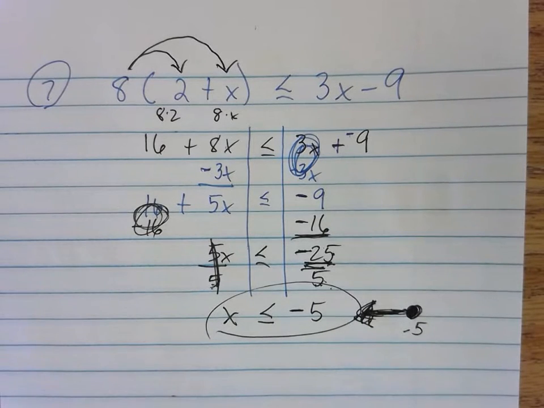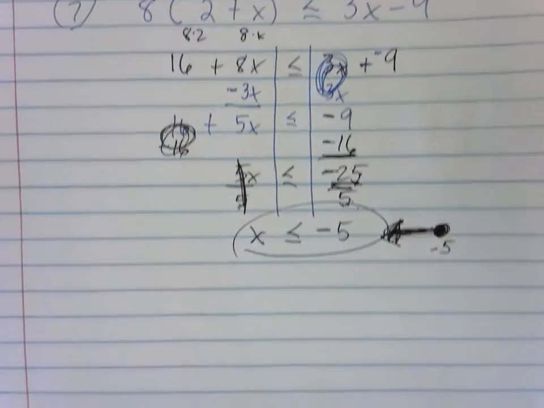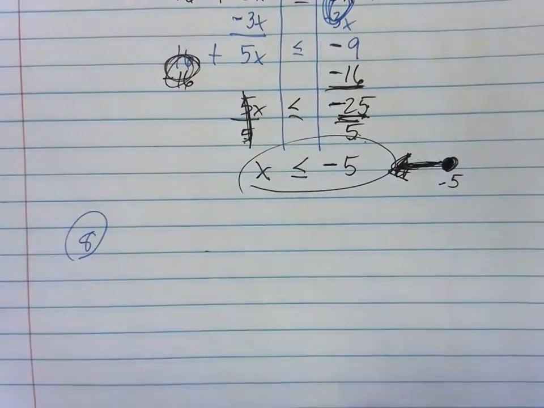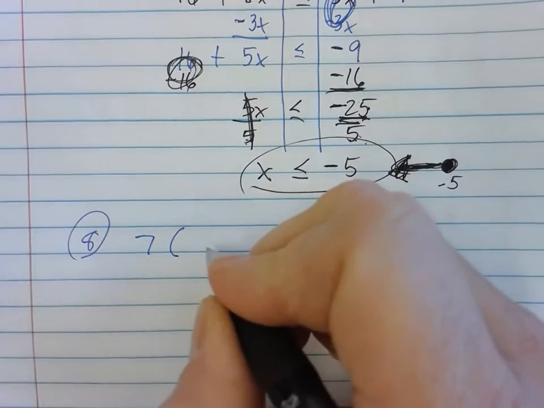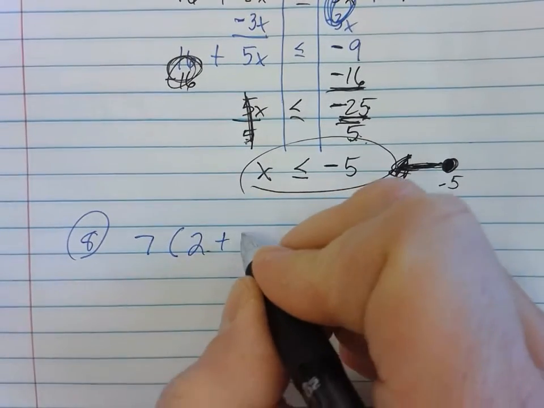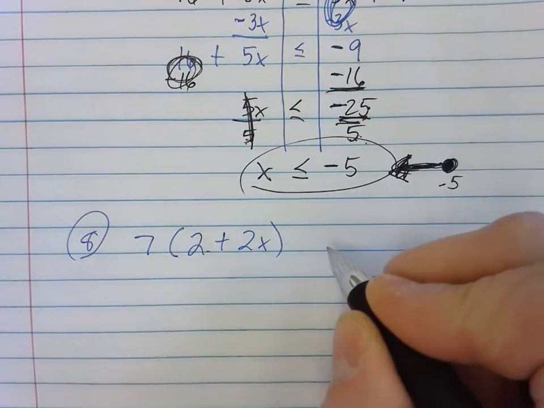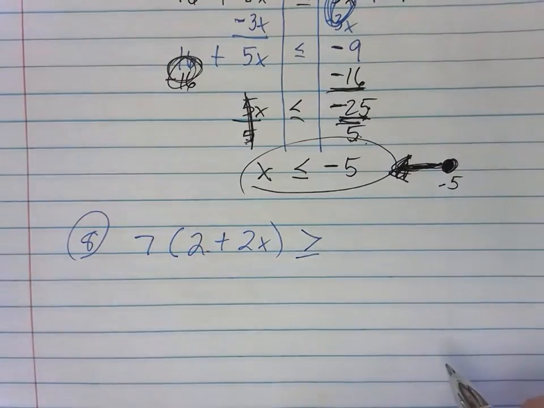All right, let's do one more that's just a hair tougher. Just going to go a little bit harder than that. This time we're going to do one that's got distributive property on both sides. Let's try this one. We got 7, and then we've got 2 plus 2x is greater than or equal to, oh, I didn't talk about that.